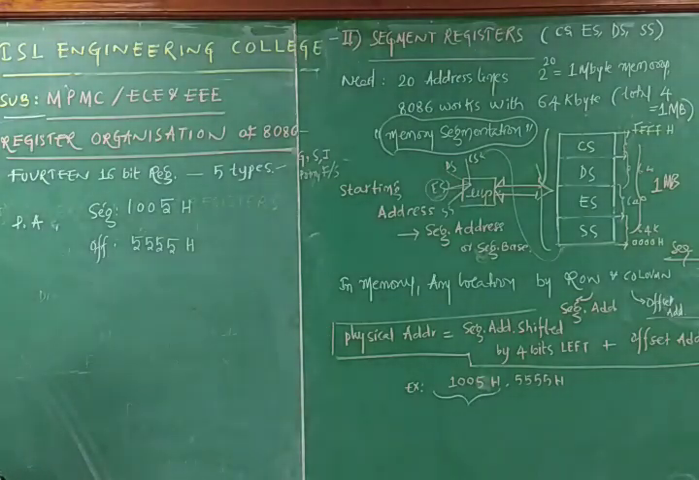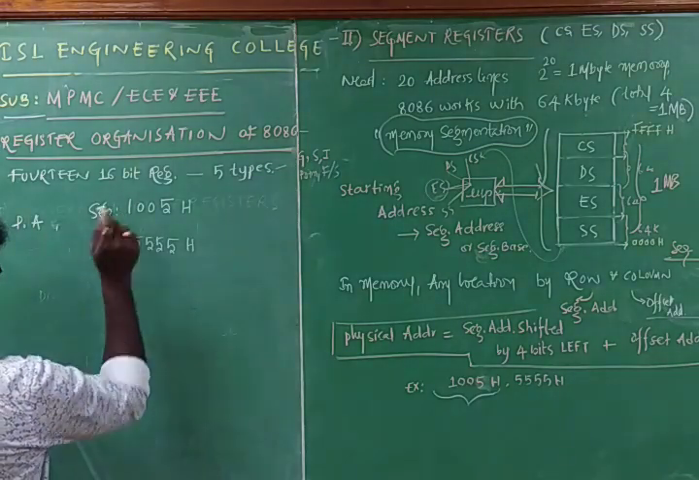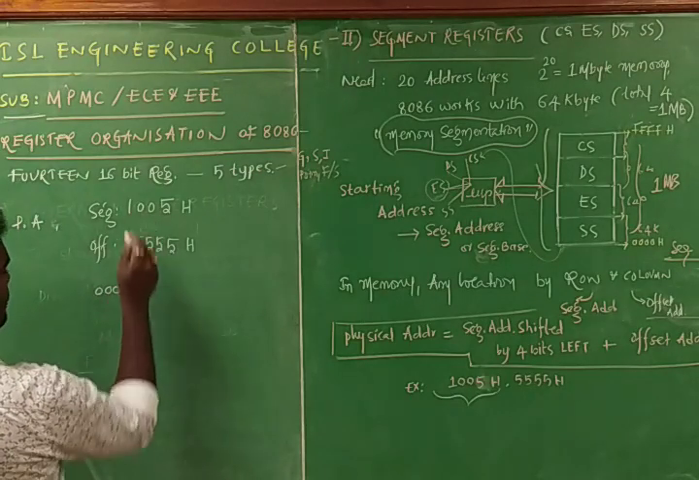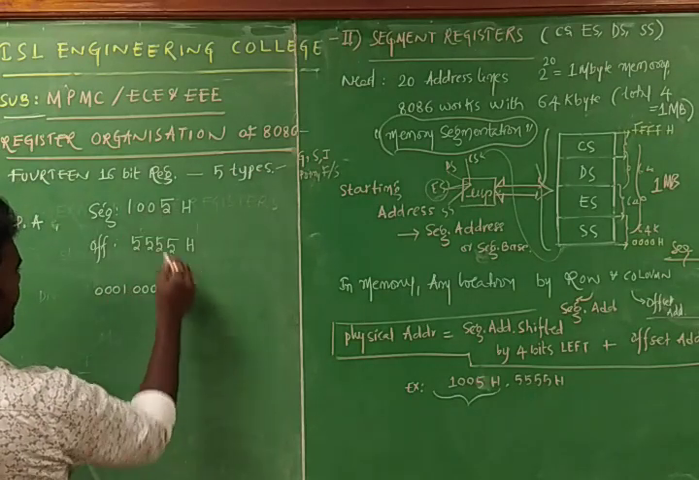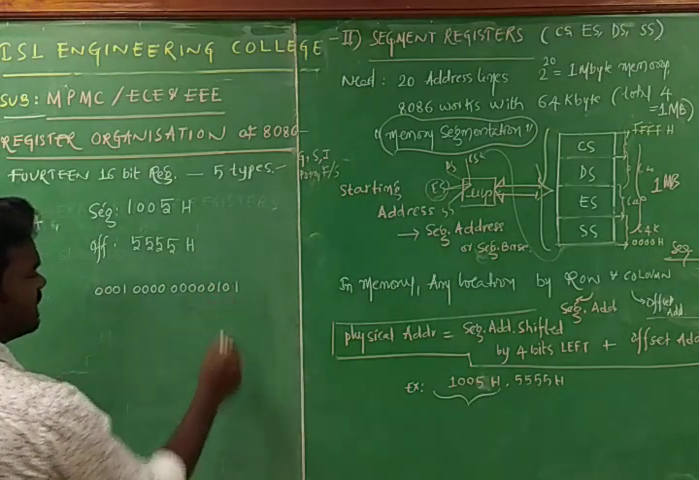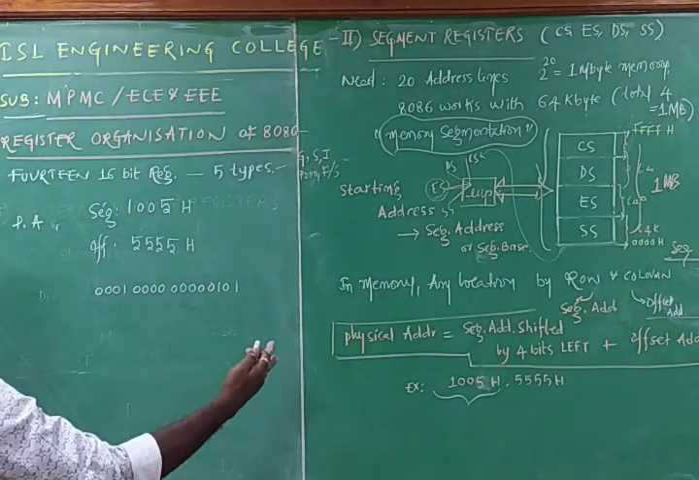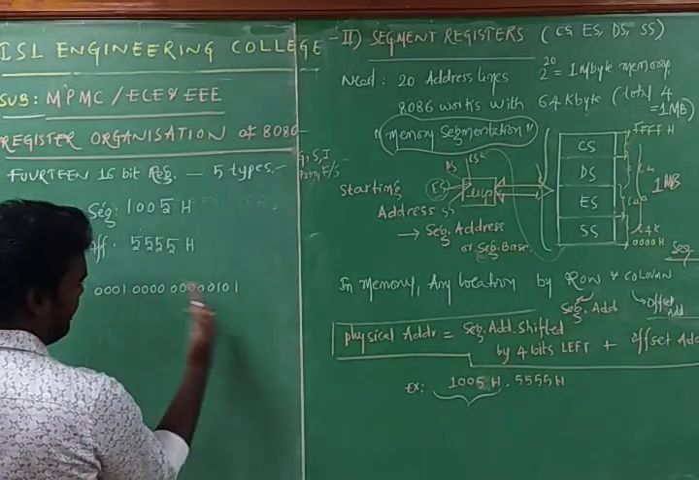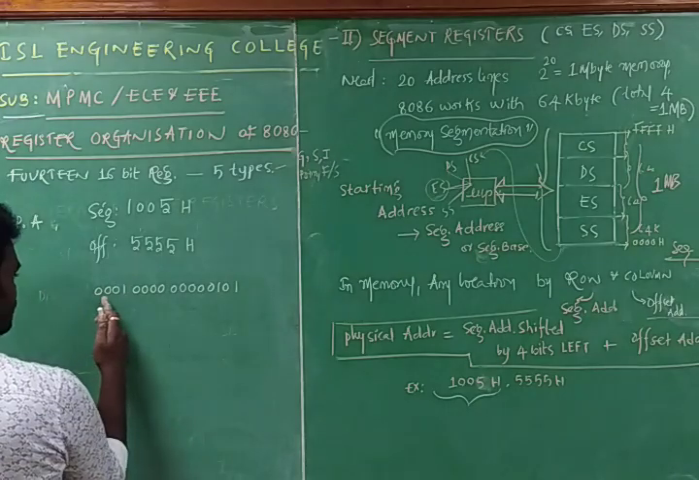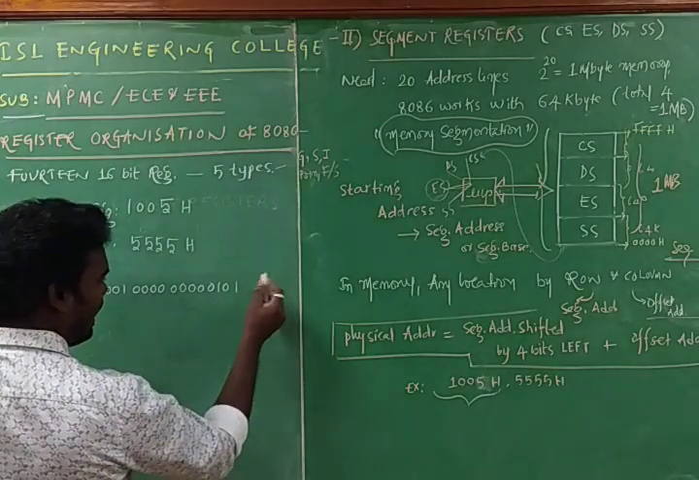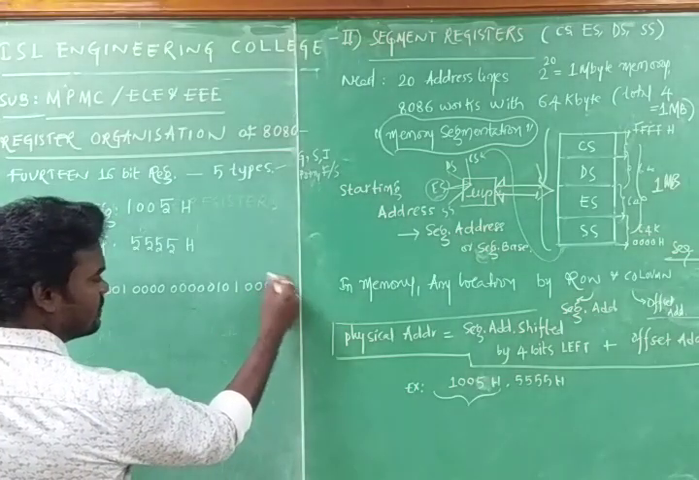The segment address is shifted by 4 bits left. First write the segment address: 1 in hexadecimal is 0001, 0 is all 4 zeros, and again 4 zeros, and 5 is 0101. This is the segment address, but we need to shift it left by 4 bits. That means the last 4 bits will be empty, and those 4 bits will be replaced by 4 zeros. I hope I am clear.